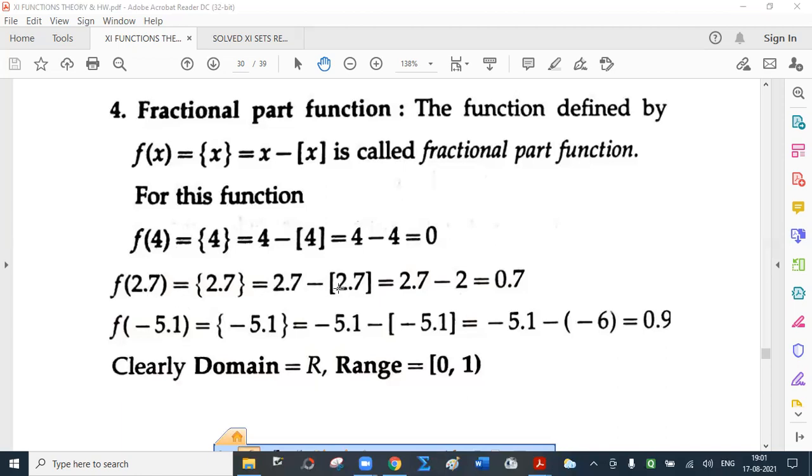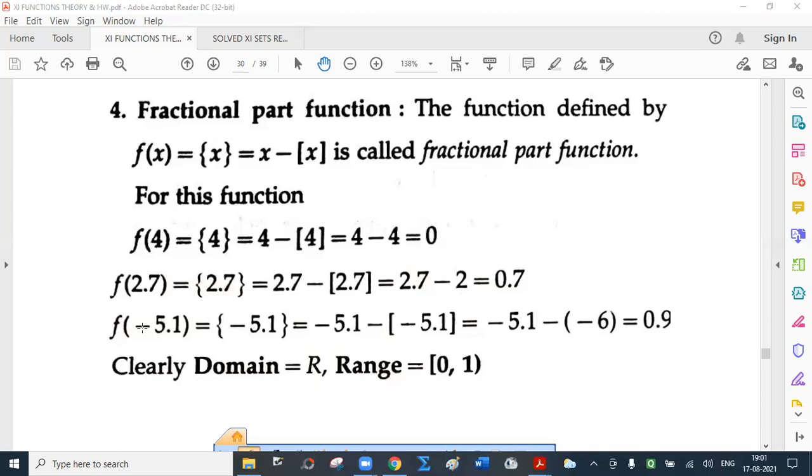Okay. What is f of 2.7? It is 2.7 minus step value of 2.7. Greatest integer not greater than 2.7 is not 3, because 3 is greater than 2.7. It is 2. So 2.7 minus 2, that is 0.7. Yes, use common sense. Fractional part in 2.7 is 0.7. But you have to be very careful.